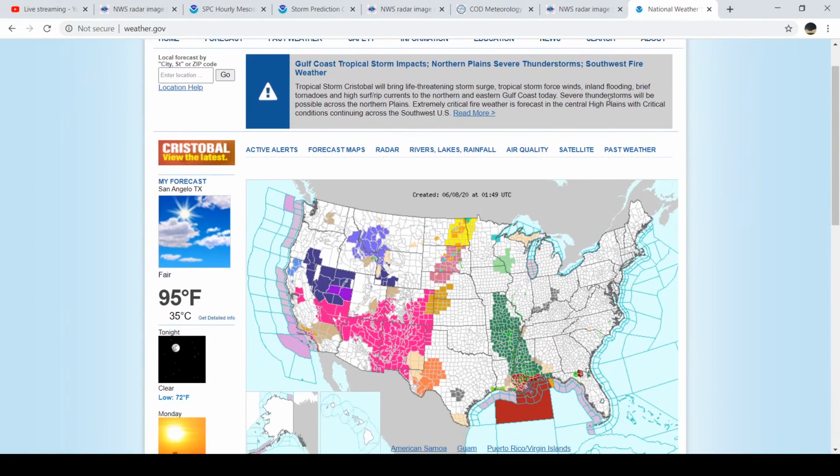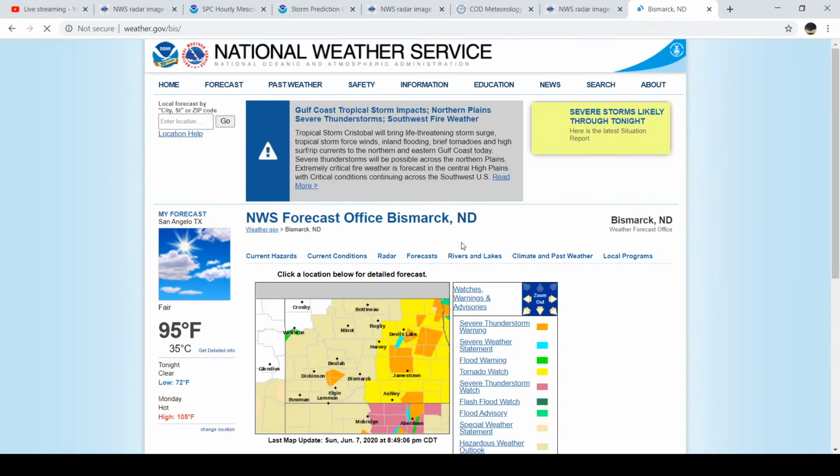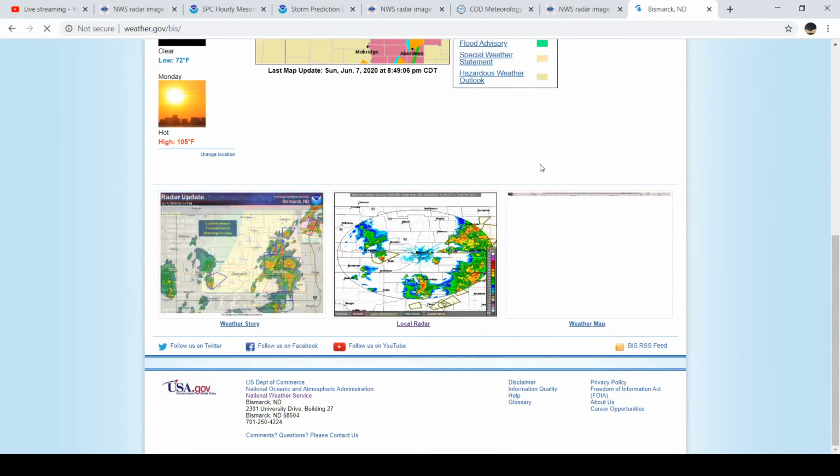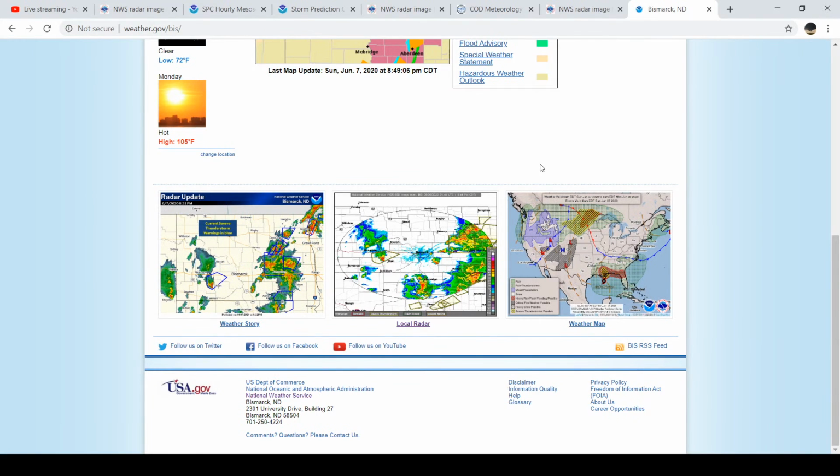It looks like they took off the tornado warning. They did. Well, alright, folks.